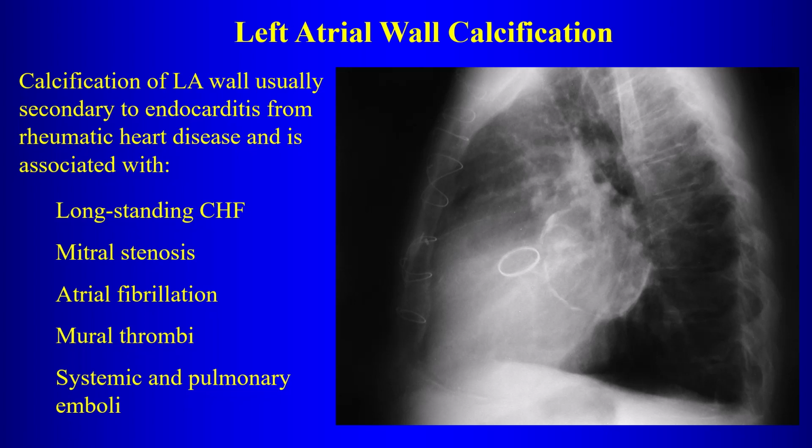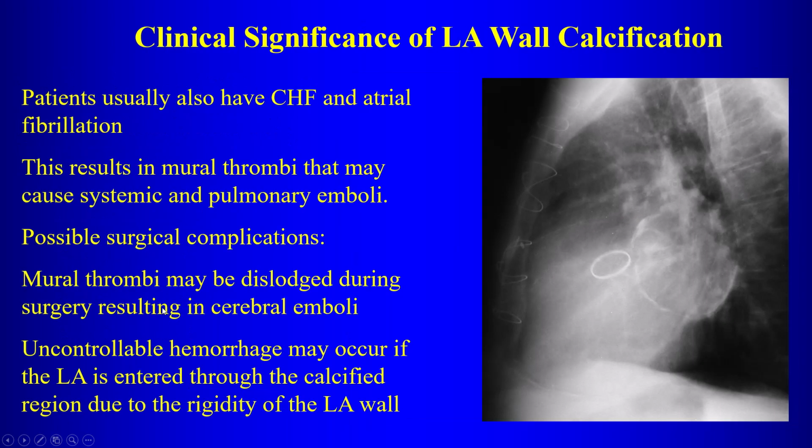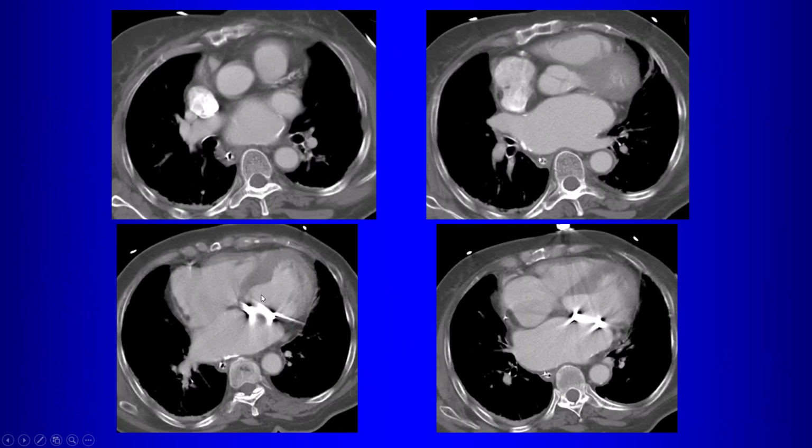These patients can also develop mural thrombi, which puts them at risk of systemic and pulmonary embolism. So these patients may have CHF and atrial fibrillation. The mural thrombi can be dislodged during surgery, resulting in cerebral emboli. There might also be uncontrollable hemorrhage when the left atrium is entered during cardiac surgery, because the wall of the left atrium tends to be very stiff, and it might be difficult to control the bleeding in these cases.